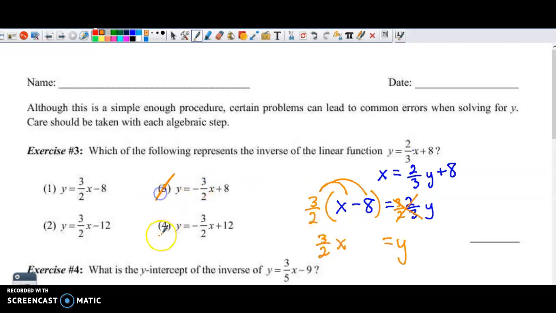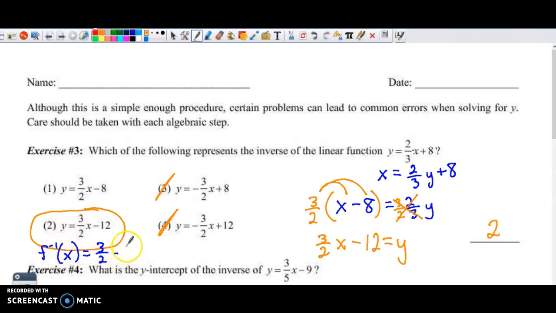I think all of you would cross off options 3 and 4, but then you might mess up because it's 8 times 3 is 24, divided by 2 would give you -12. So we're looking at option 2 there. Just for the record, as we move on, I'm eventually going to ask you for the inverse notation. So the inverse of that, we would just replace the y with the inverse notation.